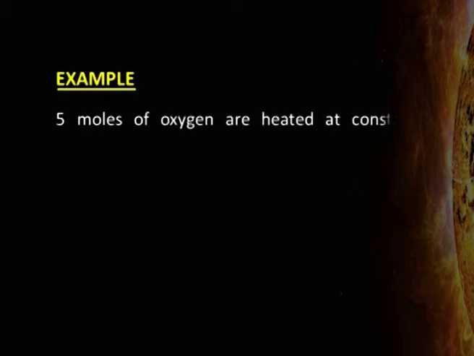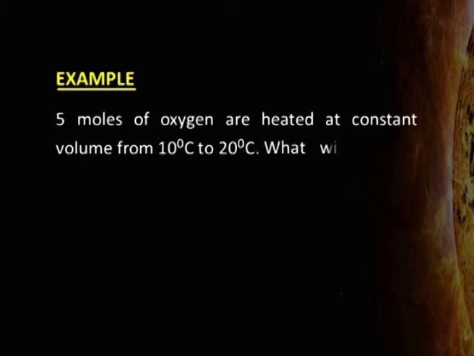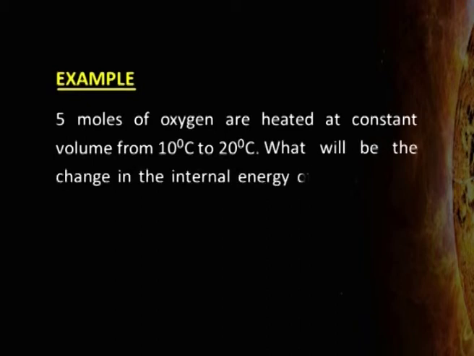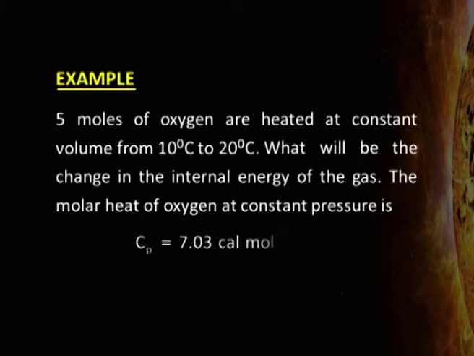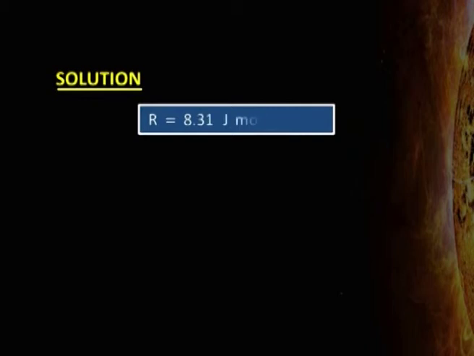We can relate Cp and Cv and we can discuss an example related to this. 5 moles of oxygen are heated at constant volume from 10 degrees Celsius to 20 degrees Celsius. What will be the change in the internal energy of the gas? The molar heat capacity of oxygen at constant pressure is Cp equal to 7.03 calories per mole per degree and R is given to be 8.31 joules per mole per degree.